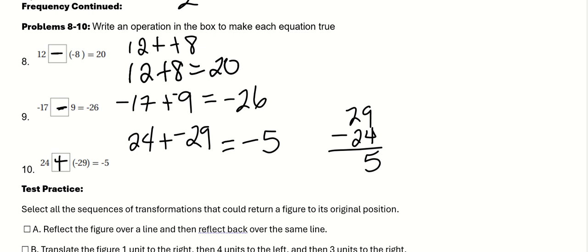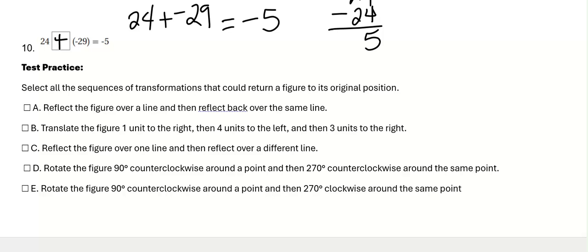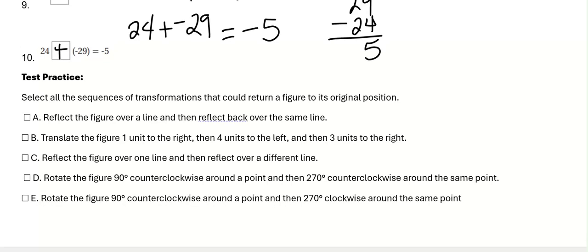All right, last problem. So this is a little different. This is called our test practice. So these are what your questions for your test will look like. This is the stuff that's really going to be on your test.